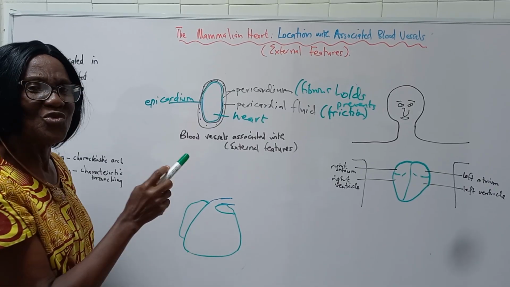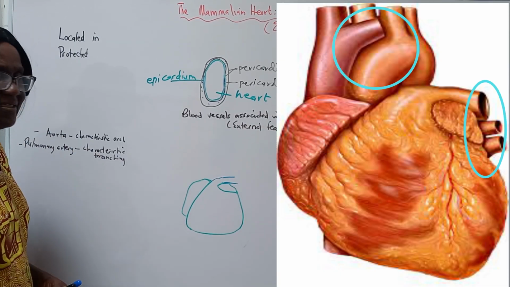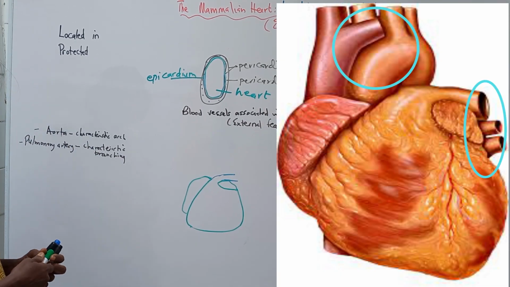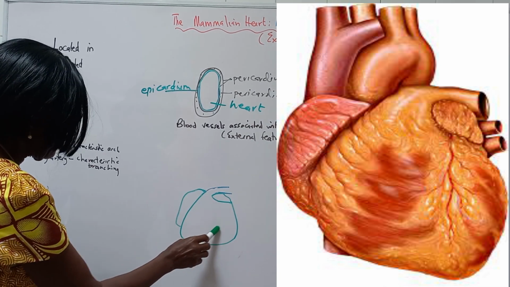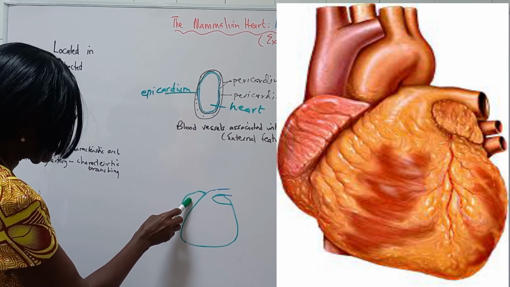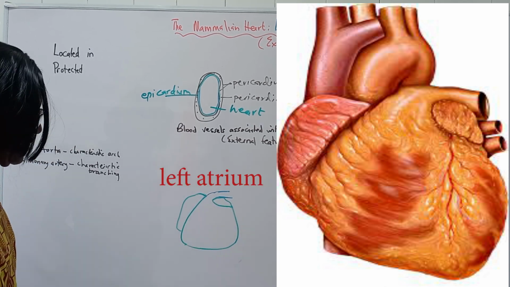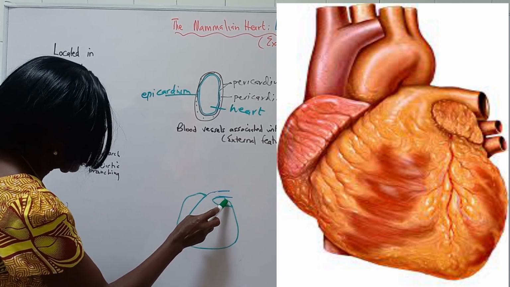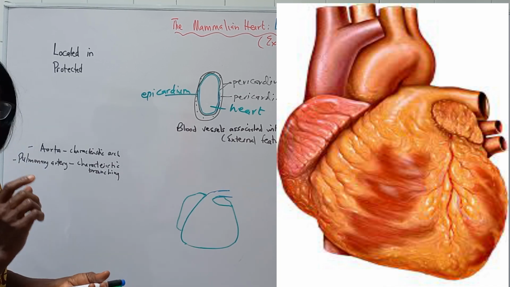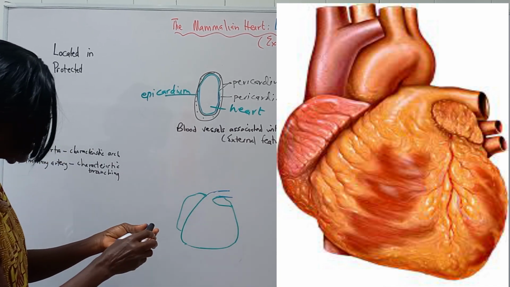Now, how do you work out the blood vessels associated with the heart? The external features. Well, this is the heart. These are the ventricles. This you see is an atrium. This is also an atrium. Now, we will be able to work out the blood vessels that are associated with the heart just by looking at the external features.